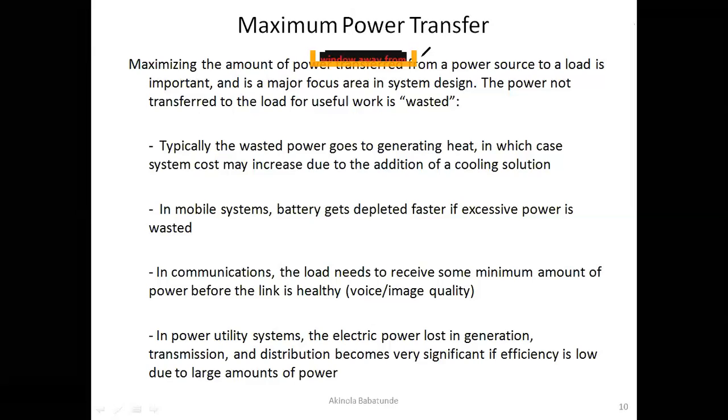In communications, the load needs to receive a minimum amount of power before the link is healthy. A healthy link means that the voice is clear, the image is clear, and so forth. In power systems, the electric power loss in generation, transmission, and distribution becomes very significant if efficiency is low due to the large amount of power.